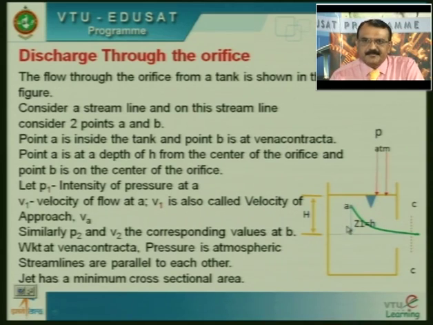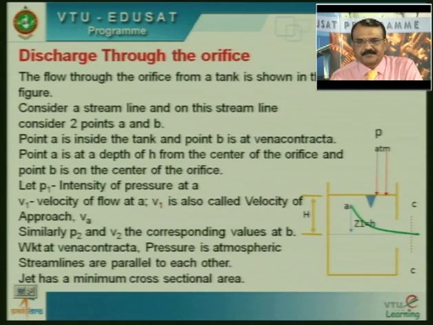Now there is a tank, and on the side of this I provided an orifice. In the last class, we also defined what is known as vena contracta. What is this vena contracta? I didn't mention the salient features of this vena contracta. At vena contracta, the jet has a minimum cross sectional area. I repeat, at vena contracta, the jet has a minimum cross sectional area.